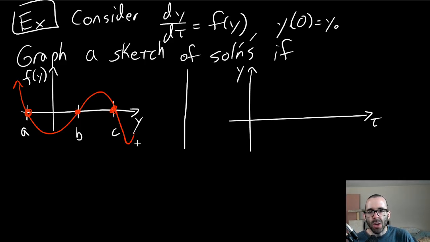Equilibrium solutions are the values of y that make the derivative of y 0. The derivative of y is plotted right here. F of y is y dot, or y prime, depending on how you write it. So we know the equilibrium solutions are at A, B, and C. Y equals A, y equals B, and y equals C. We know those are the equilibrium solutions, and we can plot them.